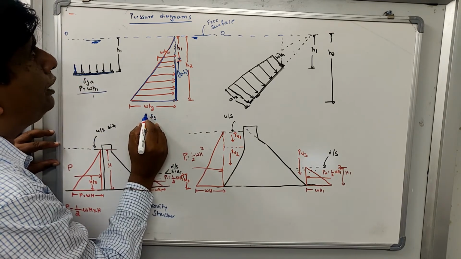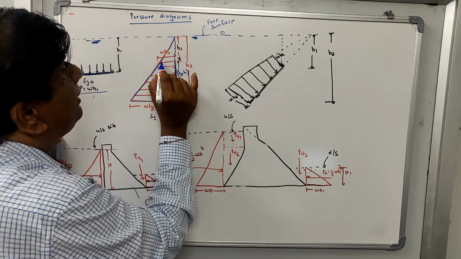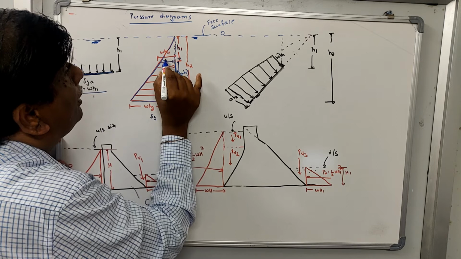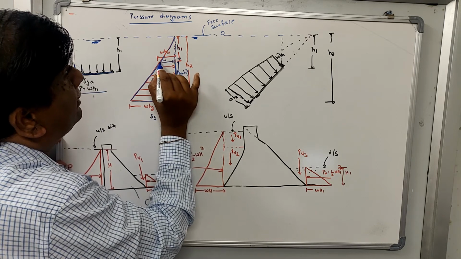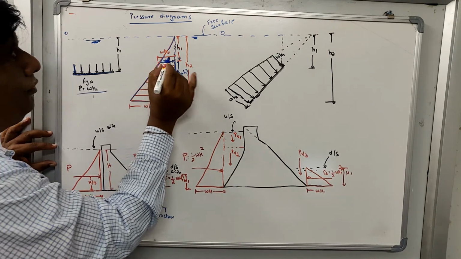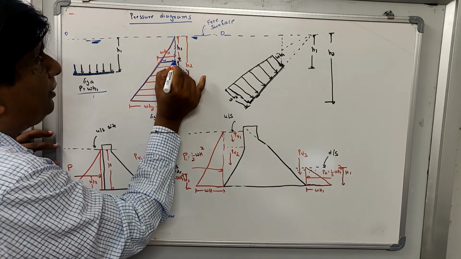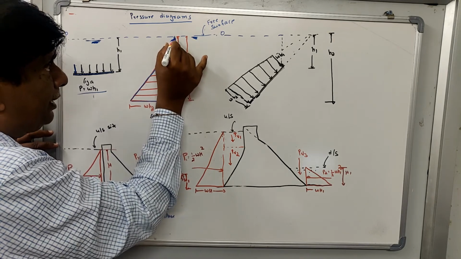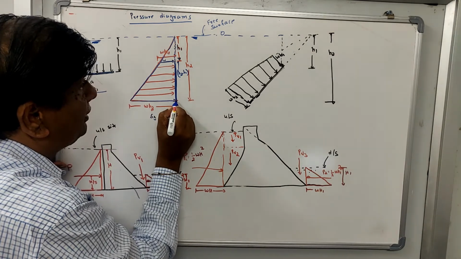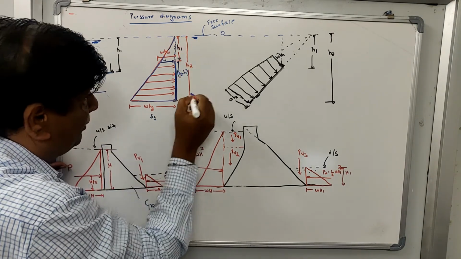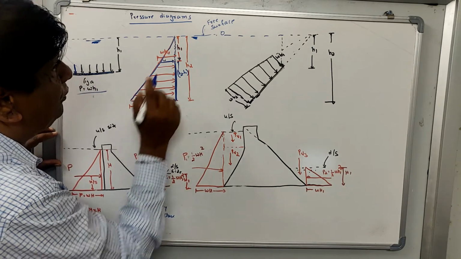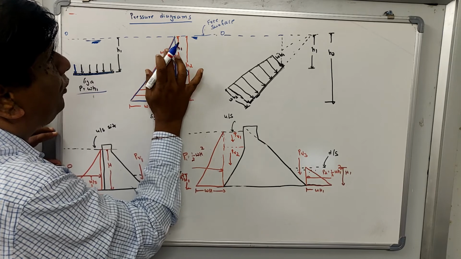Then the pressure intensity at this level is wH1. This is the pressure acting on the static mass of fluid at the top edge of the plate, which is immersed at a depth of h1 from the free surface, and this is the bottom edge of the surface, which is at a depth of h2. So the pressure intensity at this level is wH2, and at this level it is wH1.